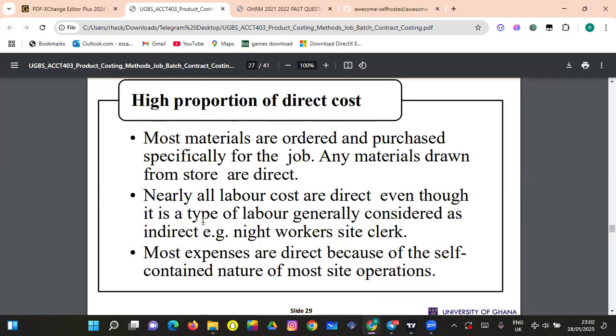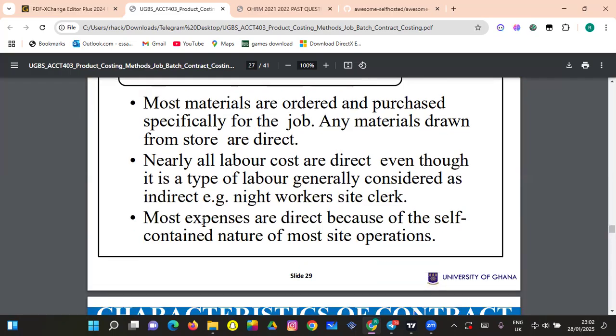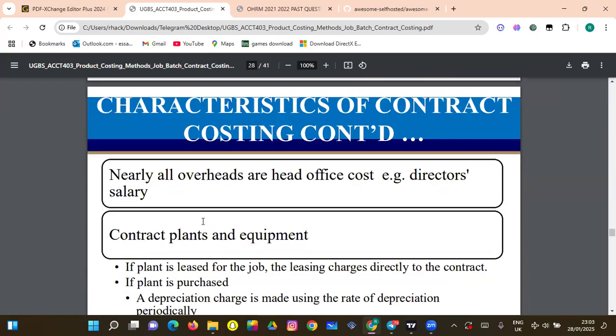Nearly all labor costs are direct, even though it is a type of labor generally considered as indirect: night workers, site clerk, and the like. So all labor costs are direct when it comes to contract work. Most expenses are direct because of the self-contained nature of most site operations. Nearly all overheads are head office costs, for example, directors' salaries, etc.